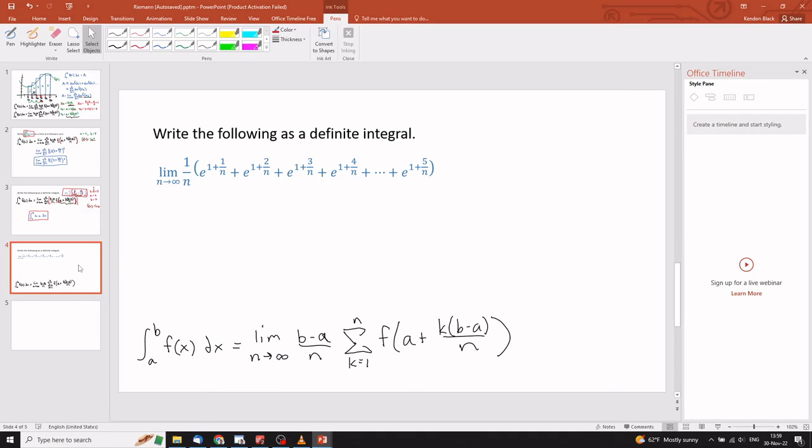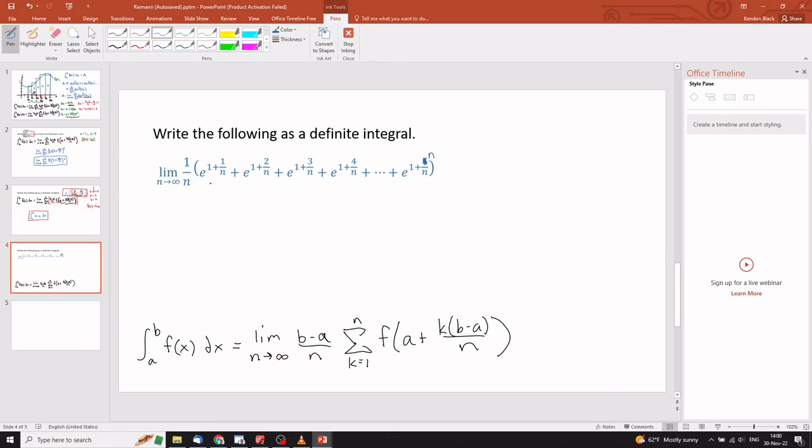Write the following as a definite integral. So here, before we move further, there's a typo here. This should say n. Okay, so we're given a limit of a series, but it's not written as a Riemann sum using summation notation. However, we could probably fix that.